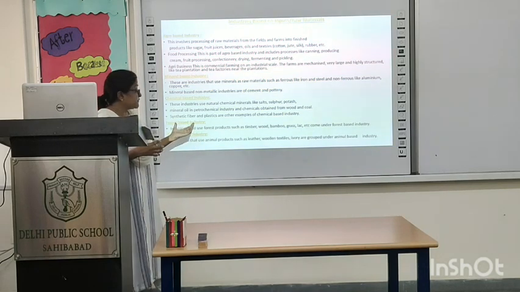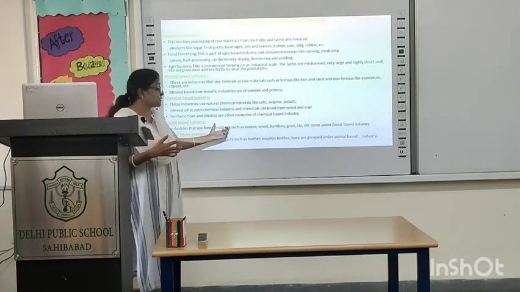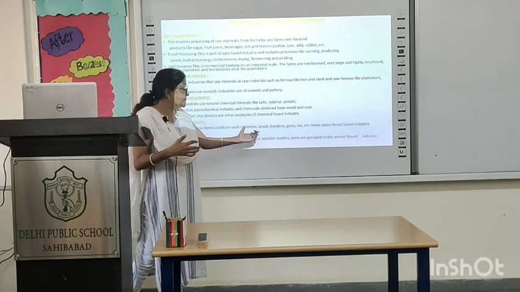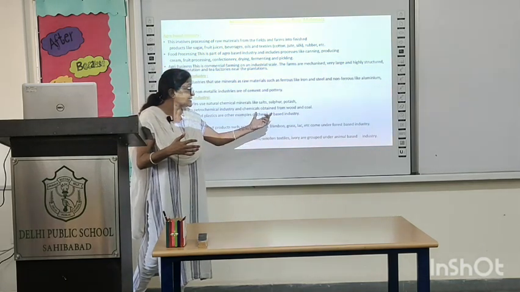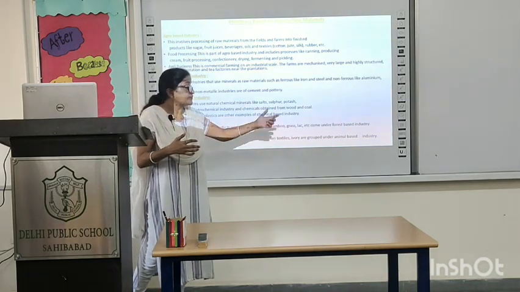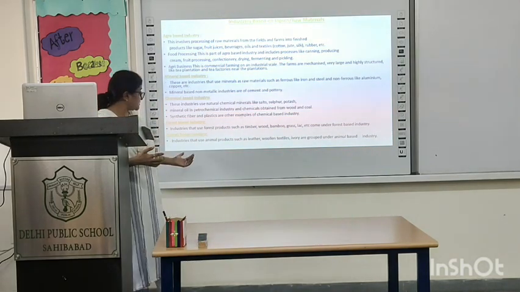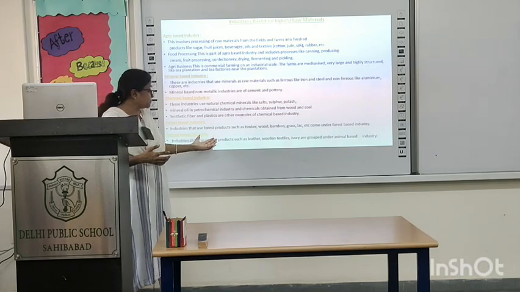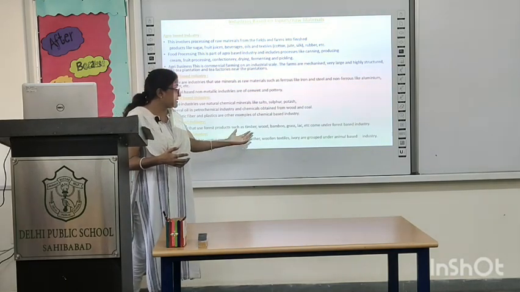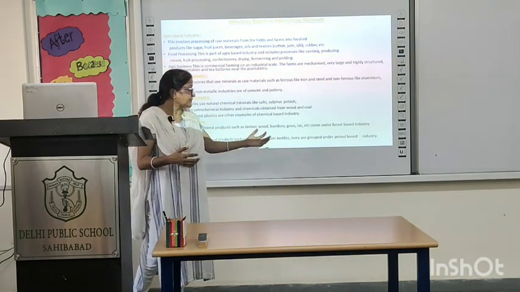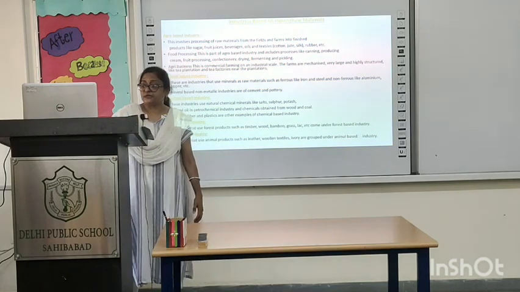Next important are the forest-based industries. As the name suggests, these industries use forest products such as timber, wood, bamboo, and grass, and come under forest-based industries. Next are the animal-based industries. Industries that use animal products such as leather, woolen textile and ivory are put under animal-based industries.